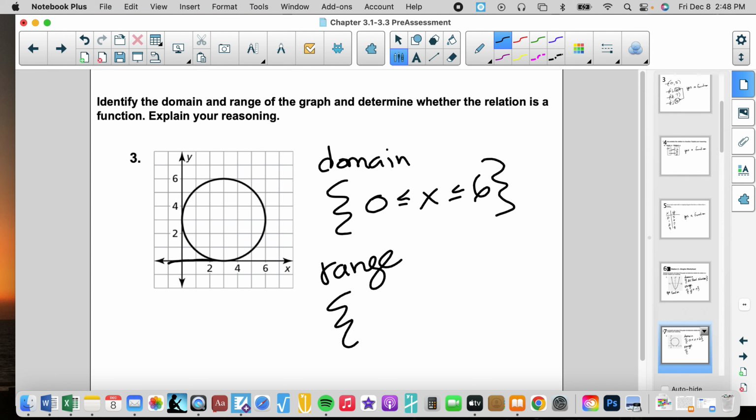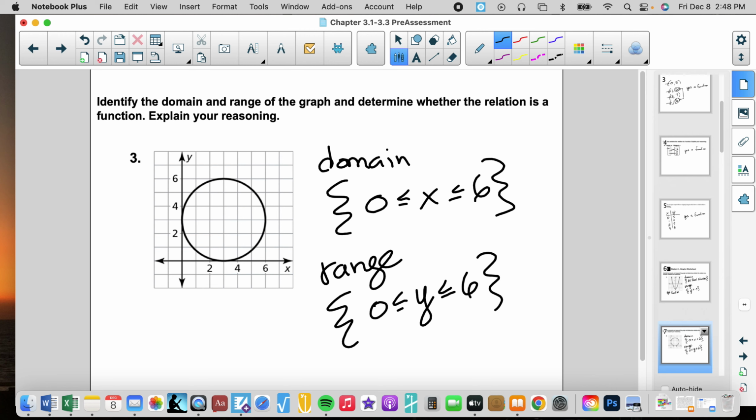My y values, the lowest y value is 0 and the highest y value is 6. And we're going to put y in the range. Make sure, that's where students make a mistake. They put the wrong variable in the wrong domain or range. Because this is a point. Since it's a point, that means it's a solution. So that point 3, 6, when I input 3, I got 6 for my y. So that is a solution. And so that's my highest y value.